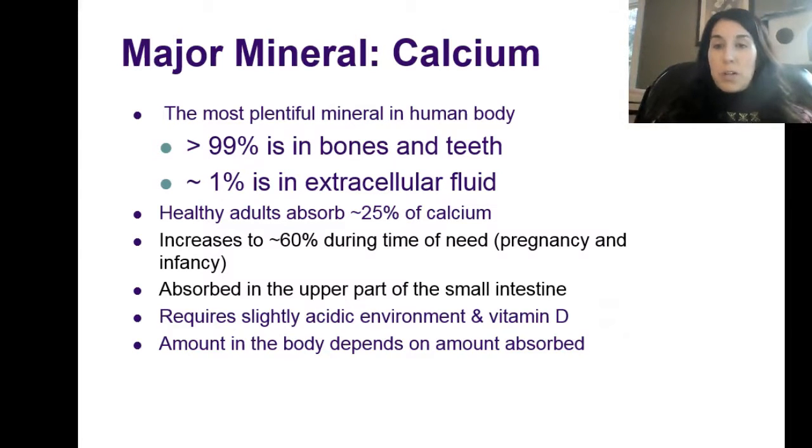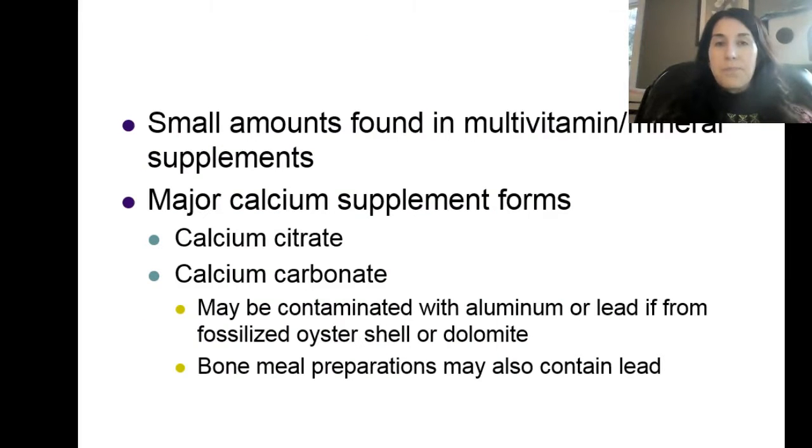It's absorbed in the duodenum, upper part of the small intestine. You need a slightly acidic environment for that to happen, and you need vitamin D, which we have already talked about in the vitamin D lecture. And the amount in the body depends on the amount absorbed. So the more you need, the more you absorb. The less you need, the less you absorb.